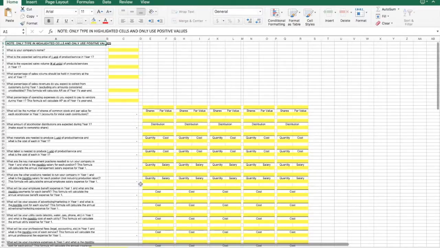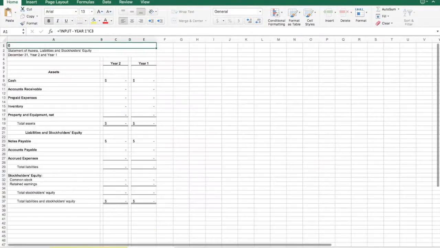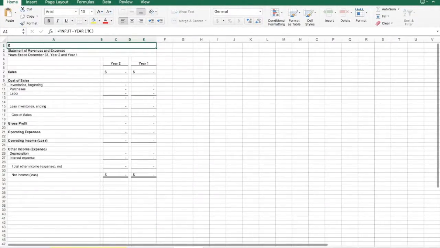So again, these are the input sheets. You cannot really mess anything up here. It's only going to allow you to put things in these yellow cells. So that's where you're going to enter the information. And when you get all this information in, it's going to flow through to your financial sheets.